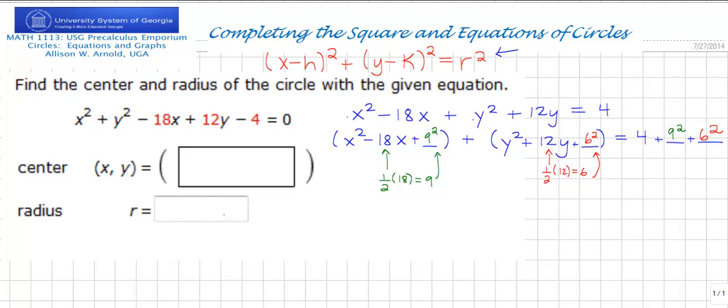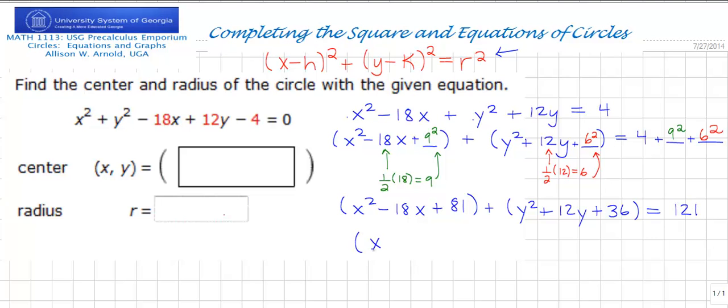Okay. Now thinking about the FOIL method and whatnot in reverse, we can see that we have x squared minus 18x plus 81 plus y squared plus 12y plus 36 equals 121.